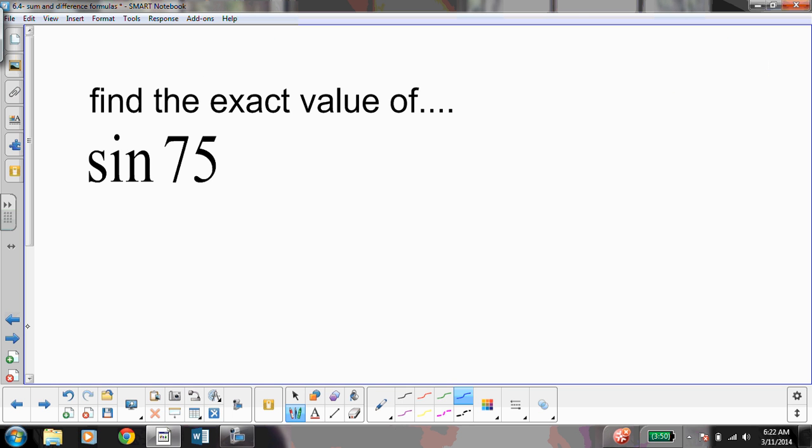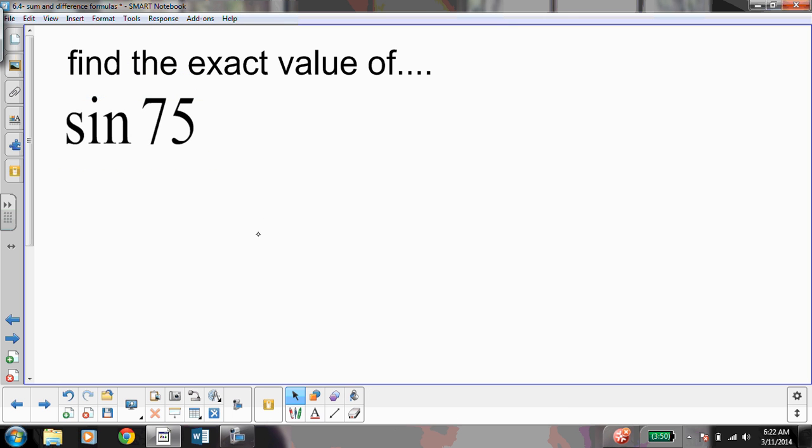Here's an example of how we use these sum and difference formulas. I want to find the exact value of the sine of 75. Remember, when we use the exact value, we don't want a decimal. We don't want to put it in our calculator and get an approximation. Right now, the only angles that we know how to find exact values of are 30, 45, 60, and 90, and those angles that are in the other quadrants, such as 120 or 240 or 330.